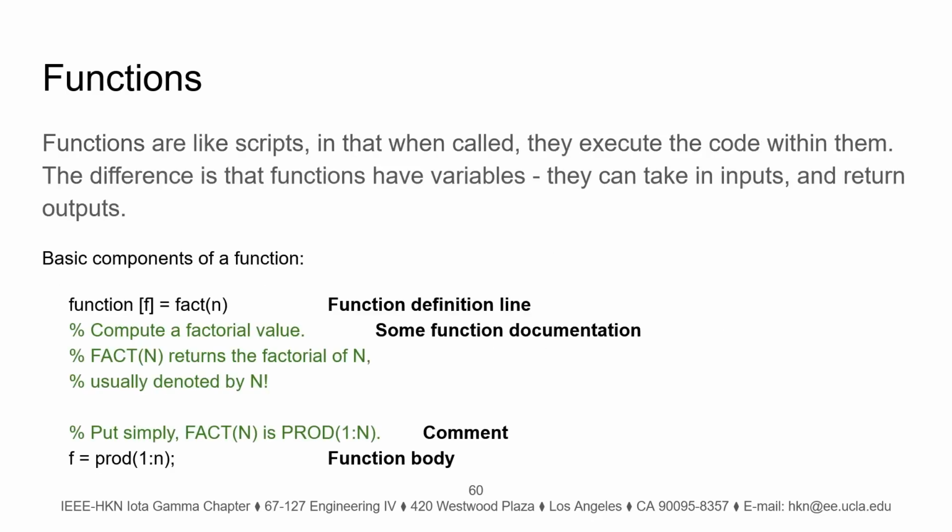Functions are like scripts in that when they are called, they execute the code within them. The difference is that functions have variables. They can take in inputs and return outputs. Here, as we talked about, we have the function definition line. Function f is called fact and takes an input n. It computes a factorial value. This is the documentation of that function. Notice that the documentation lines have the single percentage symbol in front of them, which basically comments out the line. Below that, we have the function body, which is the main code that you're running.